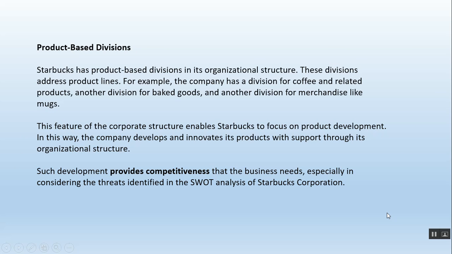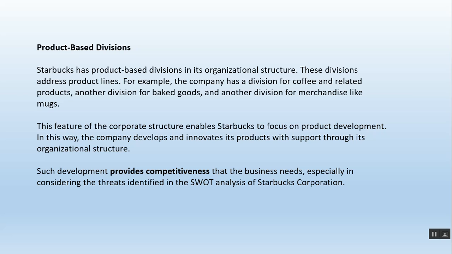Then there are product-based divisions. You could think of any product company that comes to your mind, that they're managed, they have a product head. Starbucks has divisions such as this within its organizational structure, which address different product lines. For example, they have the coffee and coffee-related products division. They have a division for baked goods. They have a division for merchandise, like the mugs that you'll get in the stores.